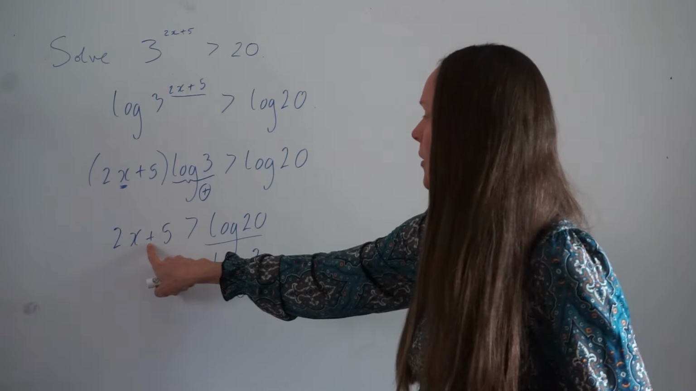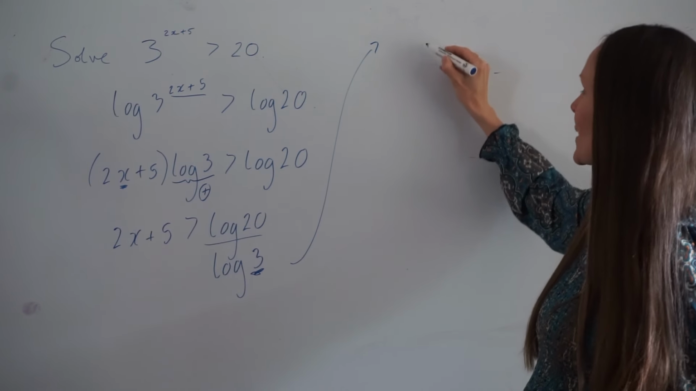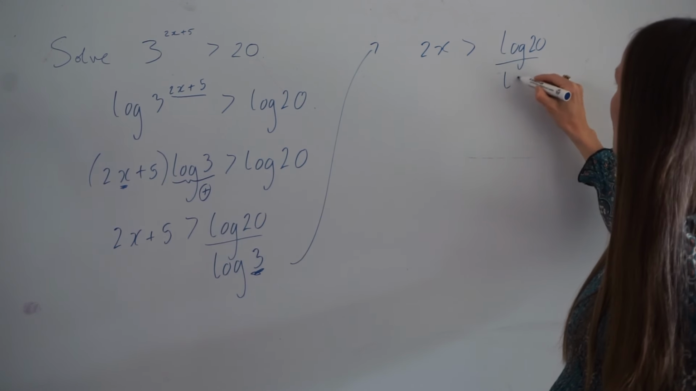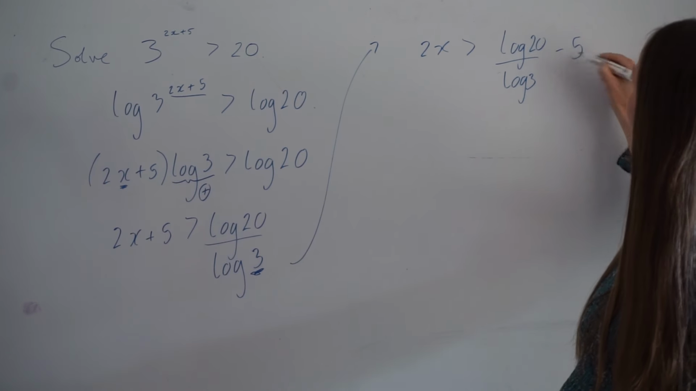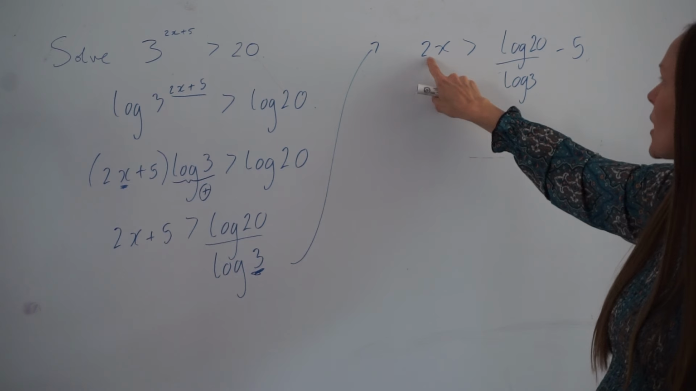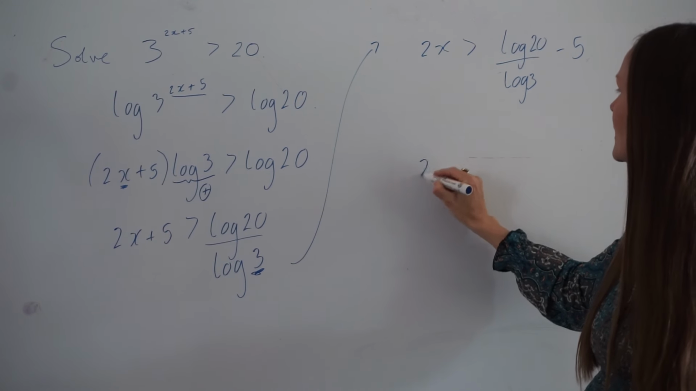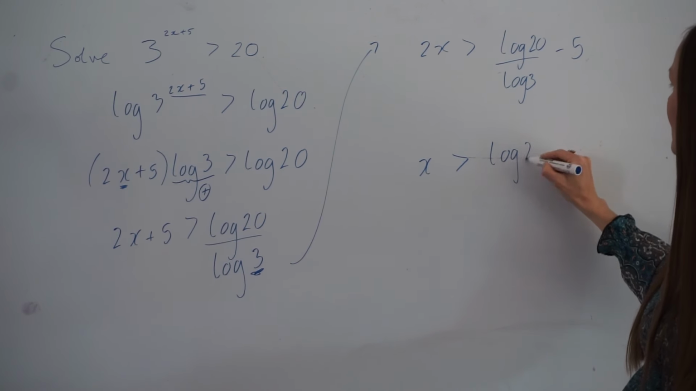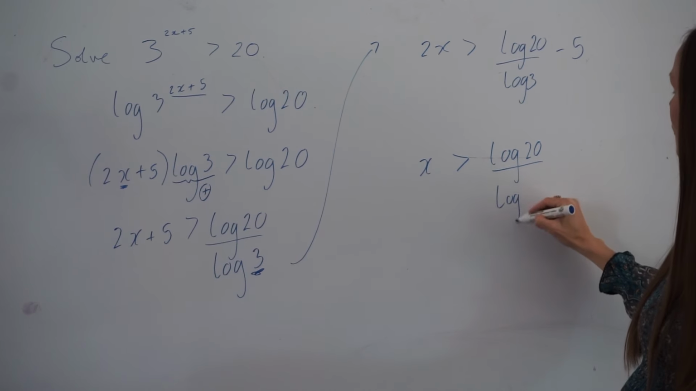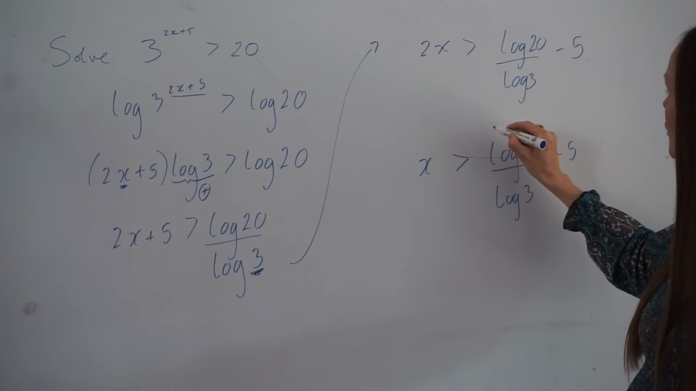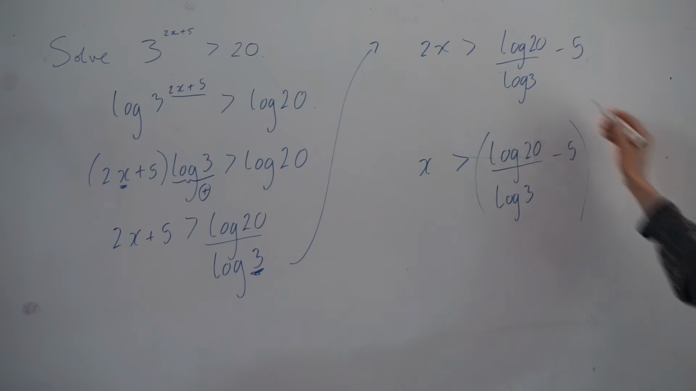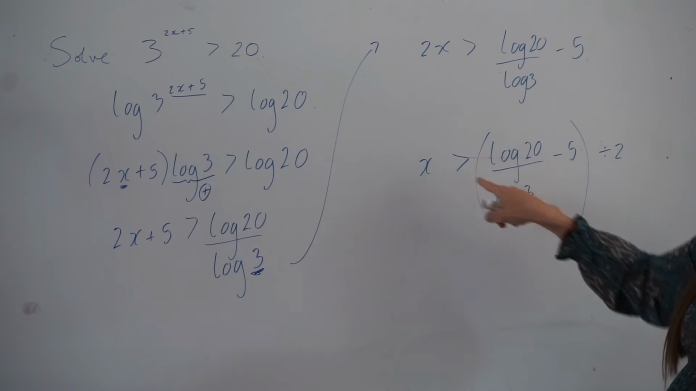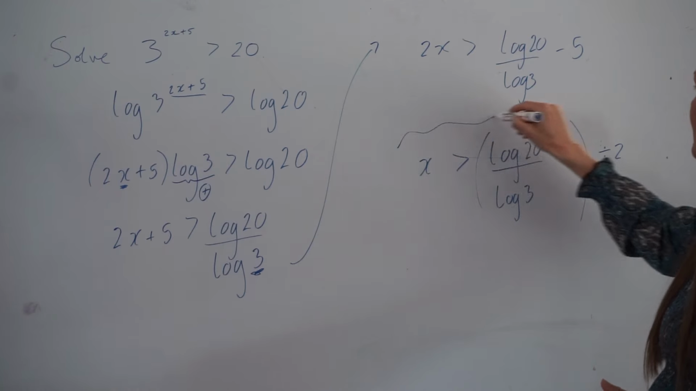So next, I'm going to subtract 5 on both sides. So we have 2x is greater than log 20 over log 3 minus 5. And then the final step is the opposite of multiplying by 2, so we're going to divide by 2. 2 is obviously positive, so again, the inequality symbol stays as it is. So we have log 20 over log 3, take away 5, and because we're dividing everything by 2, you can either pop it in brackets and write divide by 2 like this, or you could multiply by half, it's the same thing. They're both the same.